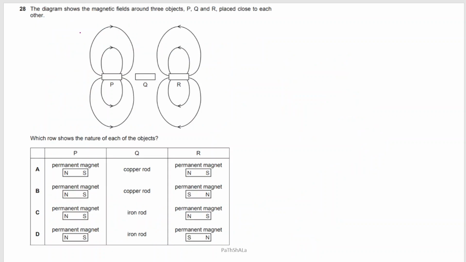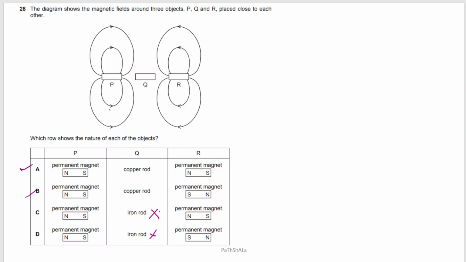Question number 28. The diagram shows the magnetic field lines around three objects P, Q, R placed close to each other. Which row shows the nature of the objects? If we see, Q is definitely a copper rod. If it would be an iron rod, the lines would have been formed around object Q also. So it cannot be option C or D. So it is either A or B.